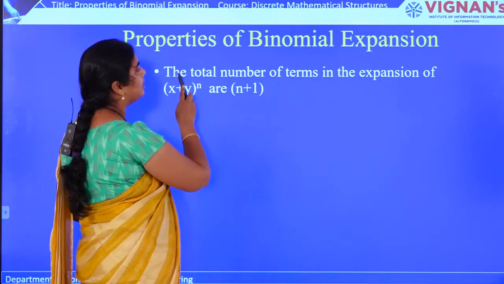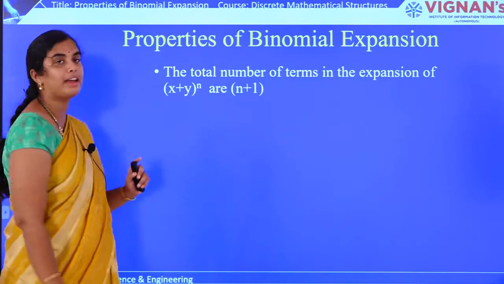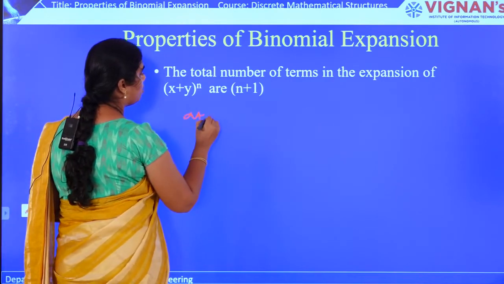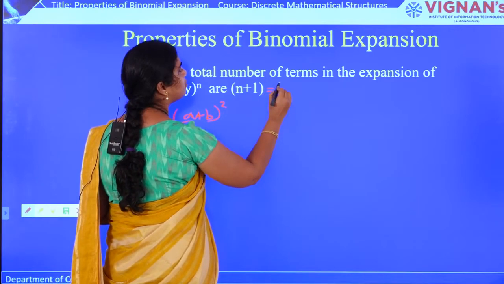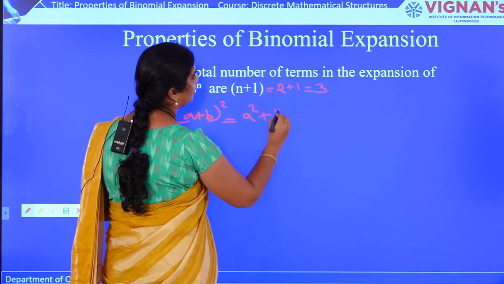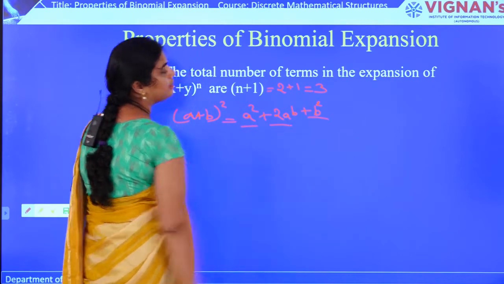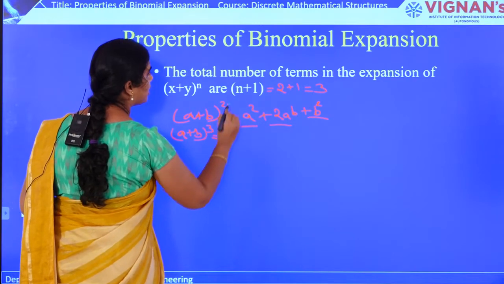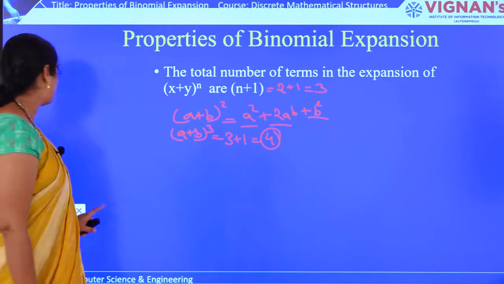The first property is that the total number of terms in the expansion of x plus y whole to the power of n will be n plus 1. Suppose I am expanding a plus b whole square. Then the total number of terms will be n plus 1, meaning 2 plus 1, that is equal to 3. That is right. We get a square plus 2ab plus b square. So, these are the 3 terms. Suppose I expand a plus b whole cube, then the number of terms I will get is 3 plus 1, that is equal to 4. This is the first property.